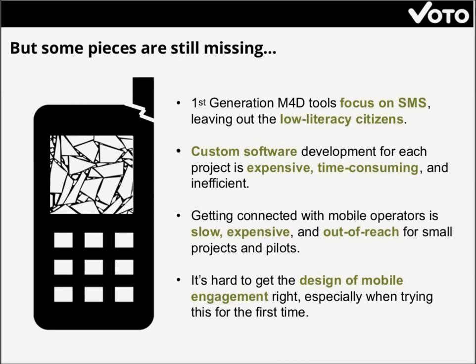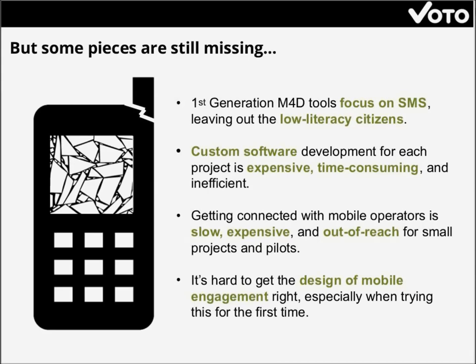So the first generation of mobile for development really focused on text messaging or SMS, and that had a lot of power. It was cost effective. It reached a lot of people, but it's text-based, and so when you think about the traditionally underheard and marginalized, literacy is an incredible barrier, and SMS still did not connect those individuals to the services that we're talking about today. Additionally, the software was being developed custom in-house for a specific project for a specific need, and that done at an individual level is costly, time-consuming, and generally inefficient.